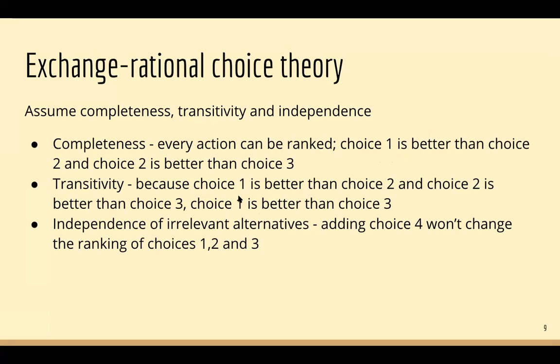So kind of like math logic, I guess. This is saying that because you know that choice one is better than choice two, and choice two is better than choice three, choice one therefore should be better than choice three. Lastly, you should be able to assume independence of irrelevant alternatives. So if you add a fourth choice, it won't change the rankings of choice one, two, and three. So if choice four is better than choice two, the previously agreed upon pattern shouldn't fall apart. In that case, choice one would still be better than choice two, choice four would be better than choice two, and choice two will still be better than choice three, etc.